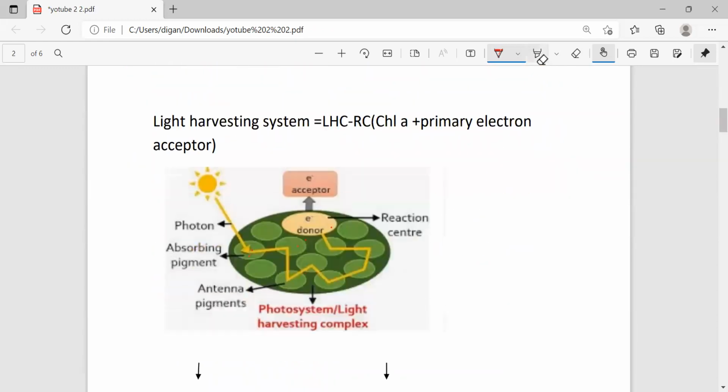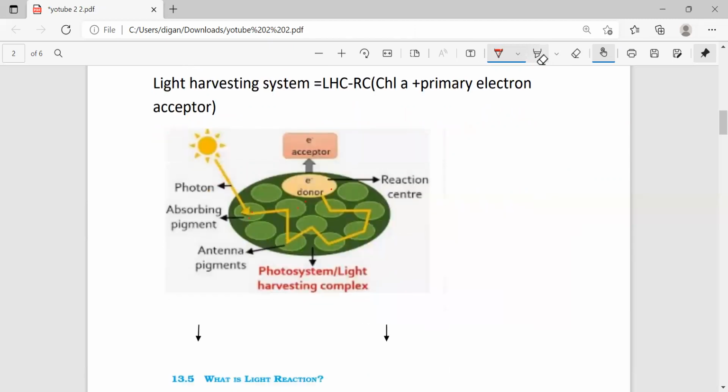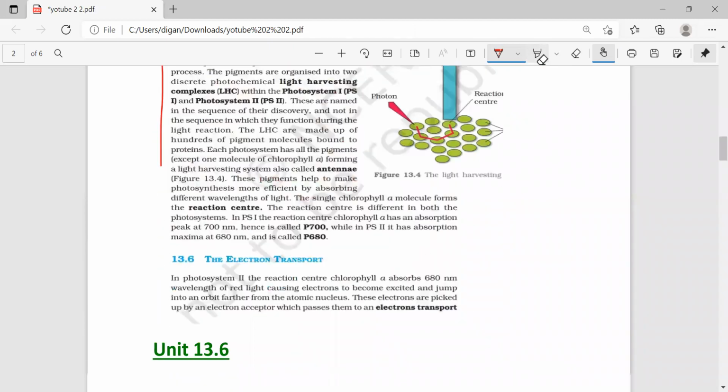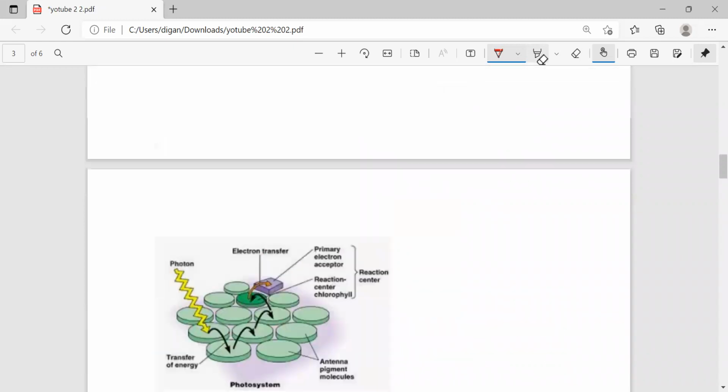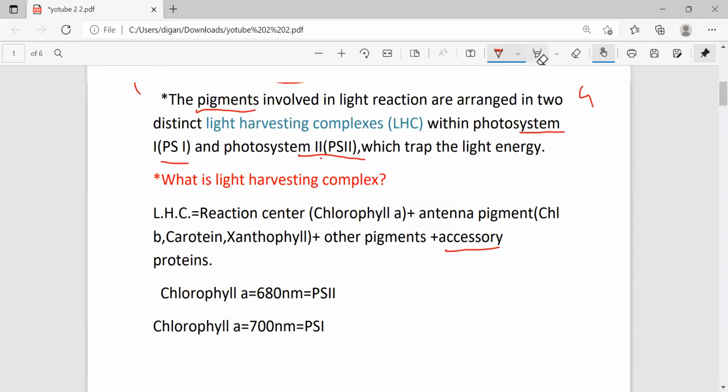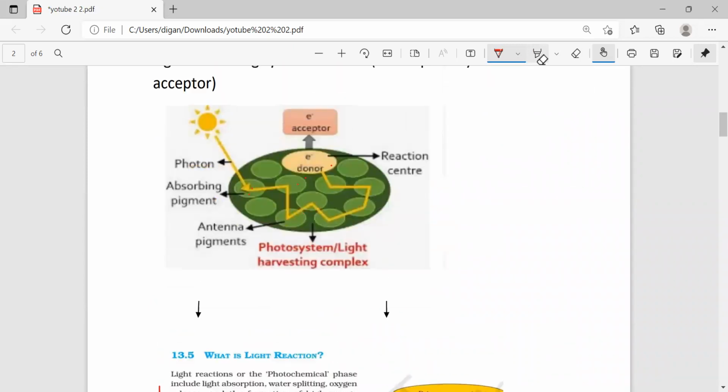To understand the light harvesting complexes, go through this diagram. Another diagram is also given, look. This is photosystem 1 or light harvesting complex. So in the light harvesting complex, here there are some green circle, oval structures. These are the pigments, means accessory pigments or antenna pigments. And the pigment which is present in the center is known as reaction center.